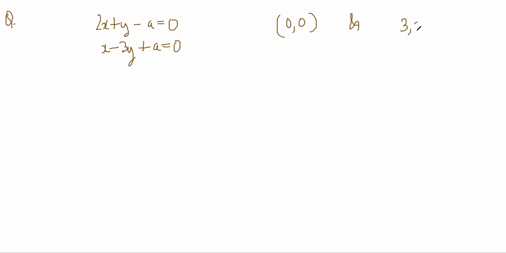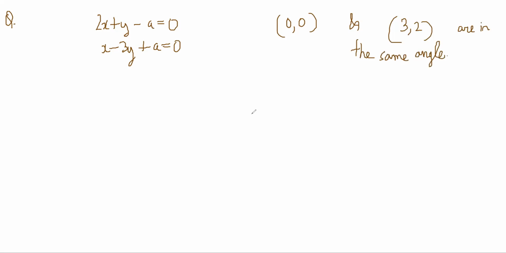I have a doubt in question number 21. Origin and 3 comma 2 are contained in the same angle of the lines, then a must lie in the interval what? The lines are 2x plus y minus a is equal to 0, and the second line is x minus 3y plus a is equal to 0. He's saying origin and 3 comma 2 are contained in the same angle.